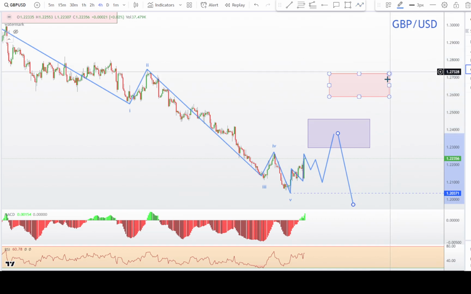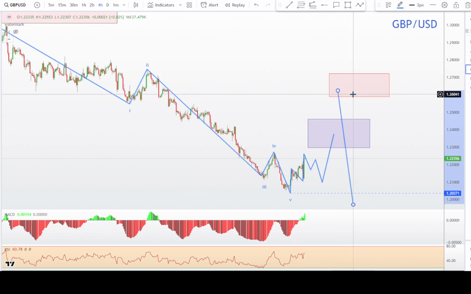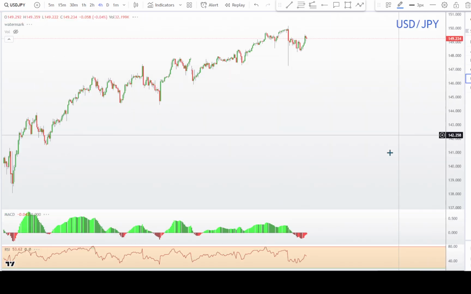But if, just like on the others, it comes up into this zone, like 126, 127, then that's almost looking like this is 1, that's 2, and then they're going to come down for a 3, 4, and a 5. So keeping an eye on this zone and if it holds or not.